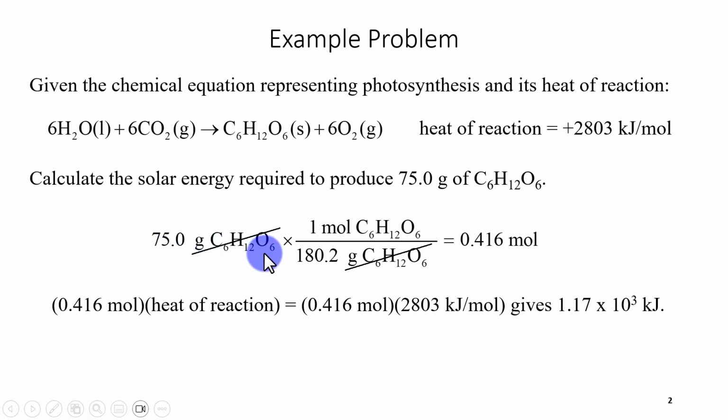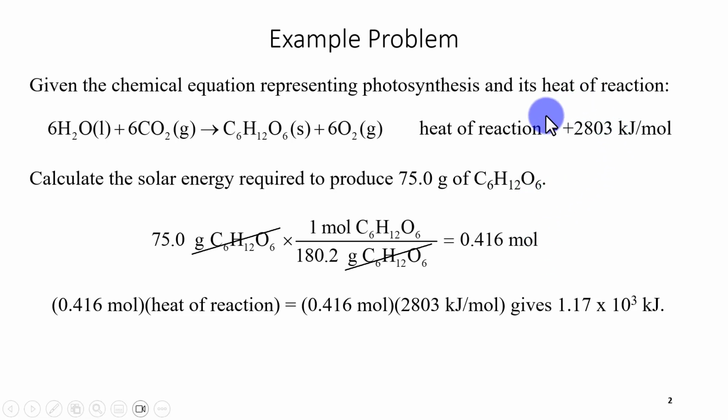So 75 grams of glucose multiplied by 1 mole of glucose weighs 180.2 grams. So my grams of glucose will cancel. And I take 75 grams times 1 divided by 180.2, giving me 0.416 moles of glucose.